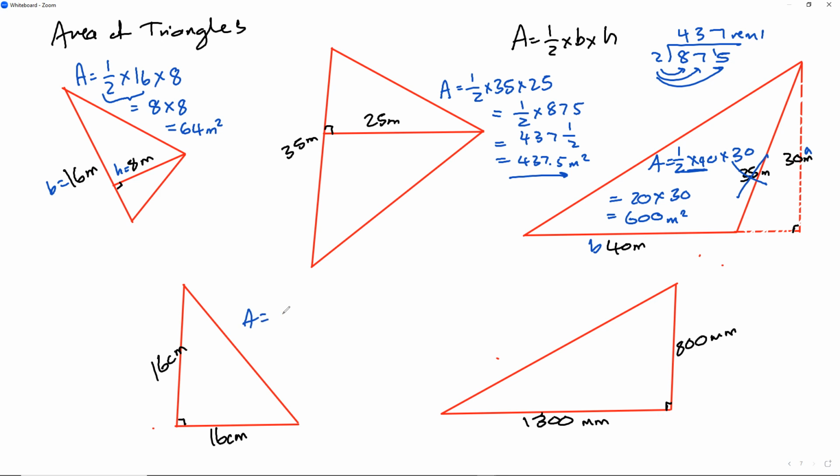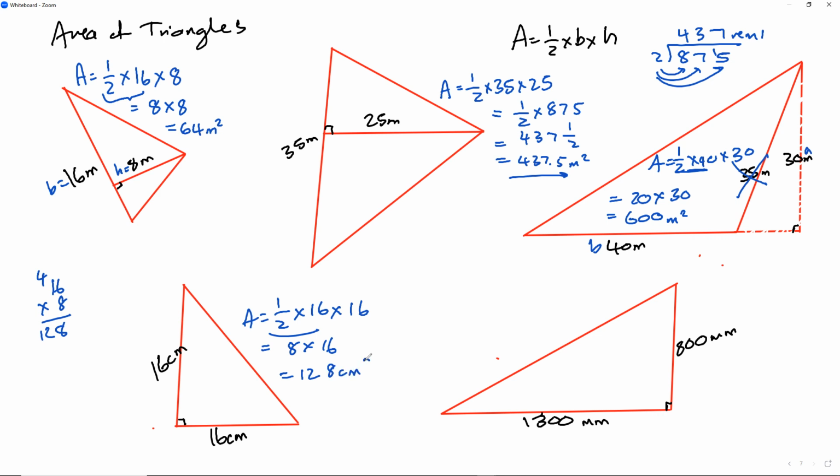Let's go to the bottom here now. A half times 16 times 16. Half of 16 is 8. 8 times 16, let's calculate that here. 16 times 8. 8 times 6 is 48. You need to know your multiplication timetables quickly. 8 times 6, 48. Carry the 4, put the 8. 8 times 1 is 8 plus 4 is 12. So 128. And we're done.